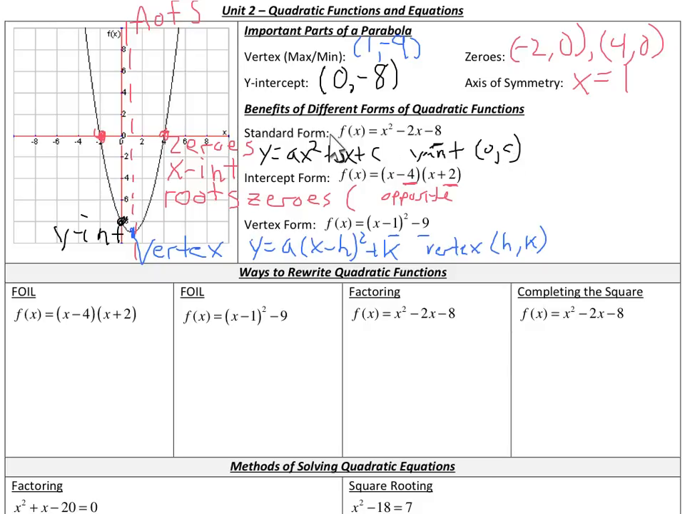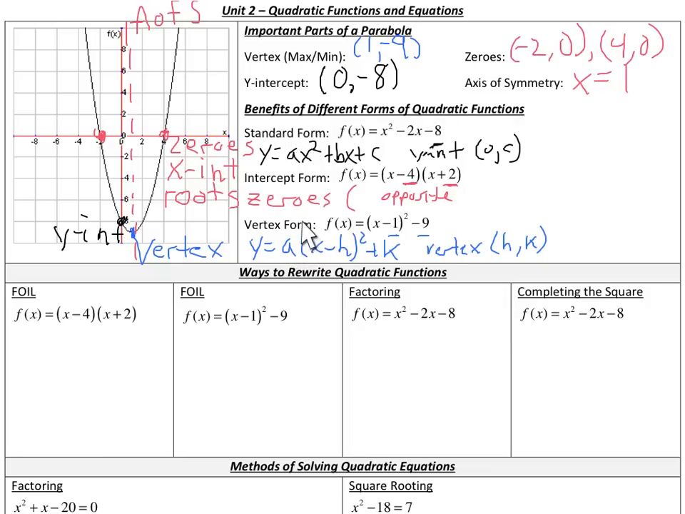So standard form gives you the y-intercept, intercept form gives you zeros, and vertex form gives you the vertex. Which one gives you the axis of symmetry? All of them. All of them give you the axis of symmetry. This one gives it the easiest, then this one's the second easiest, this one's kind of annoying. But we can get the axis of symmetry very quickly through all of them.